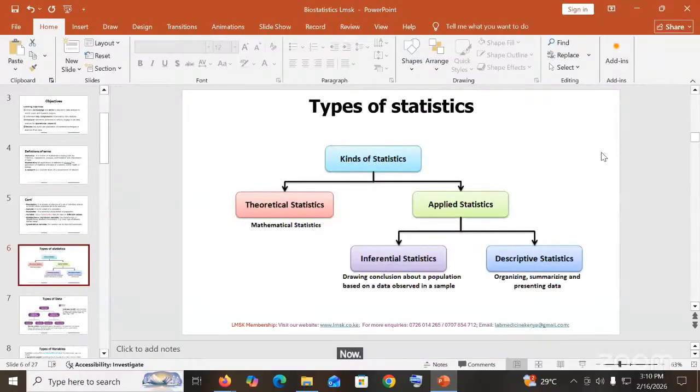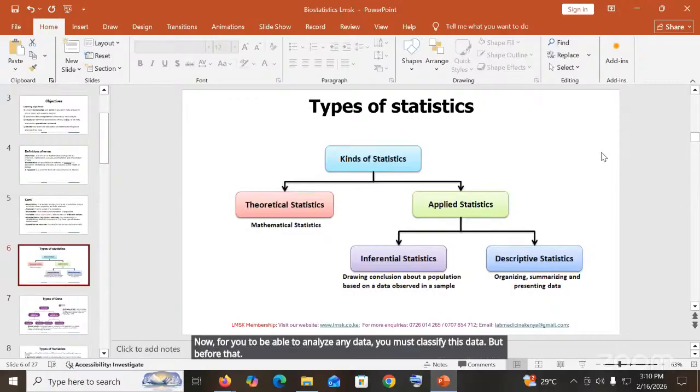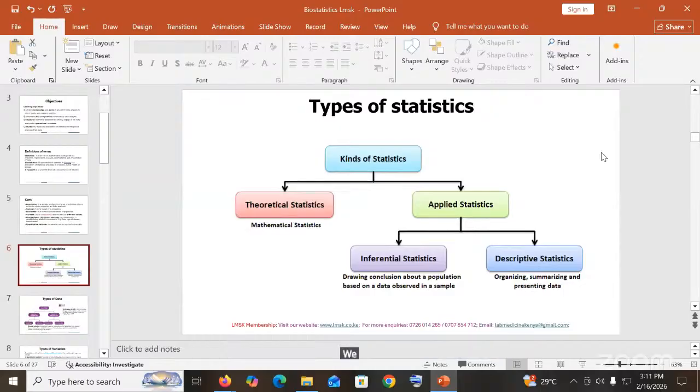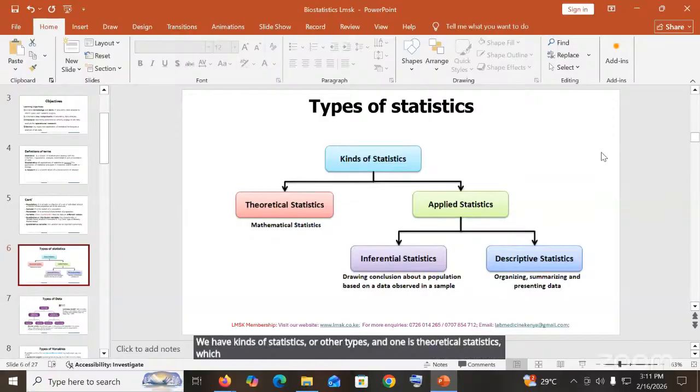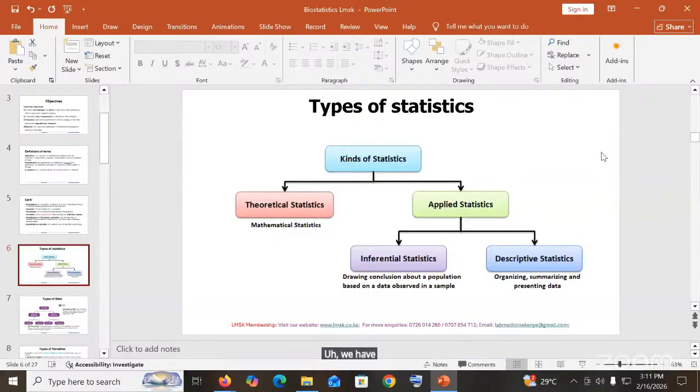Now, for you to be able to analyze any data, you must classify this data. But before that, there are types of statistics that it is good for us to know about. We have kinds of statistics, and one is theoretical statistics, which is mathematical statistics. We have applied statistics, which we will focus on.